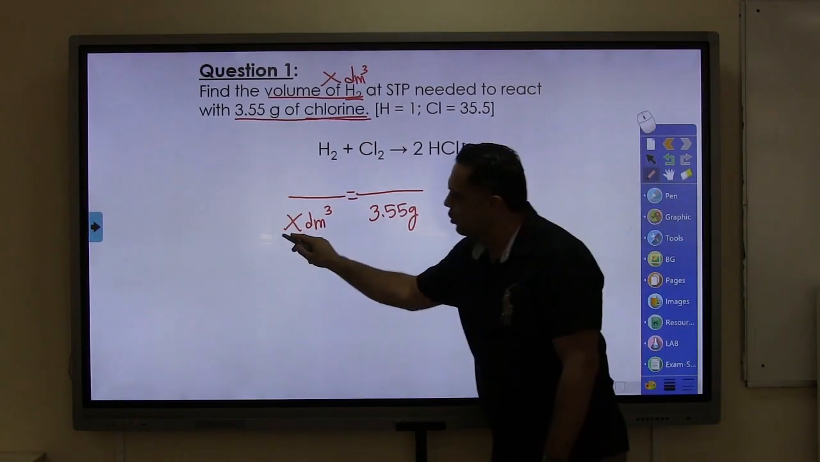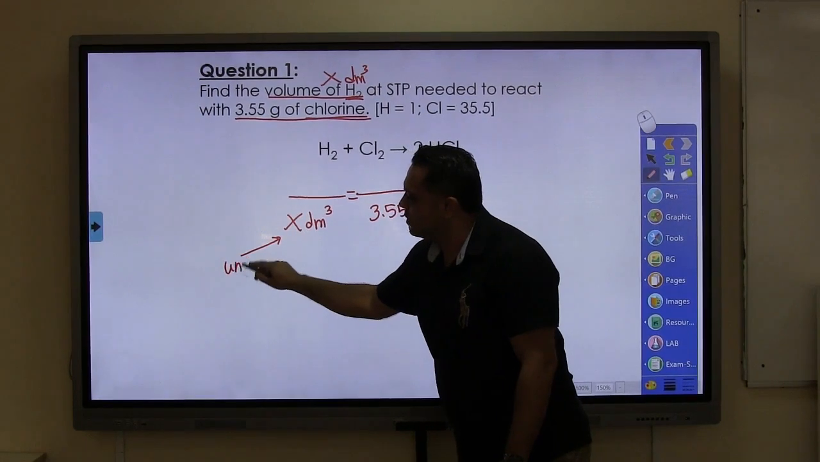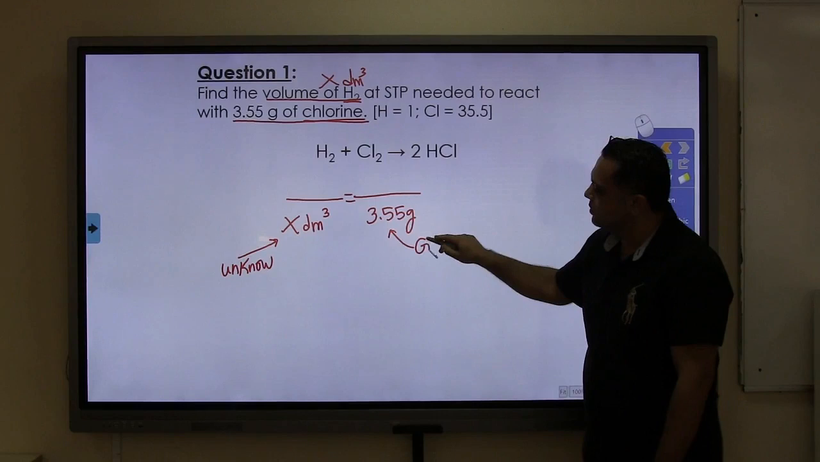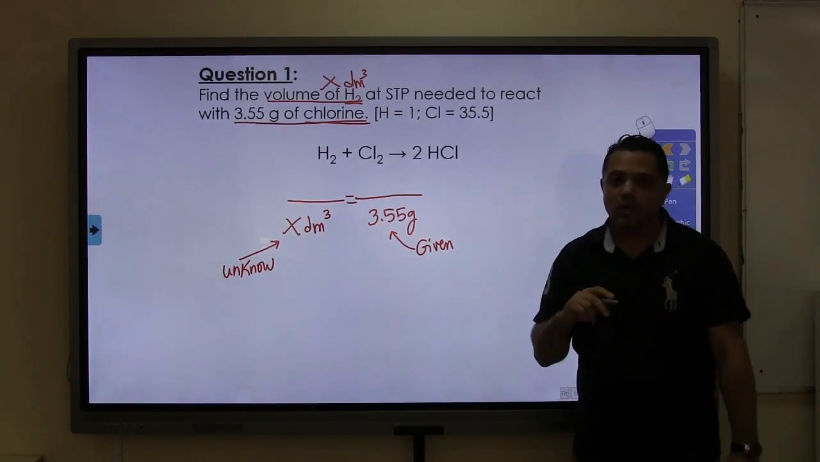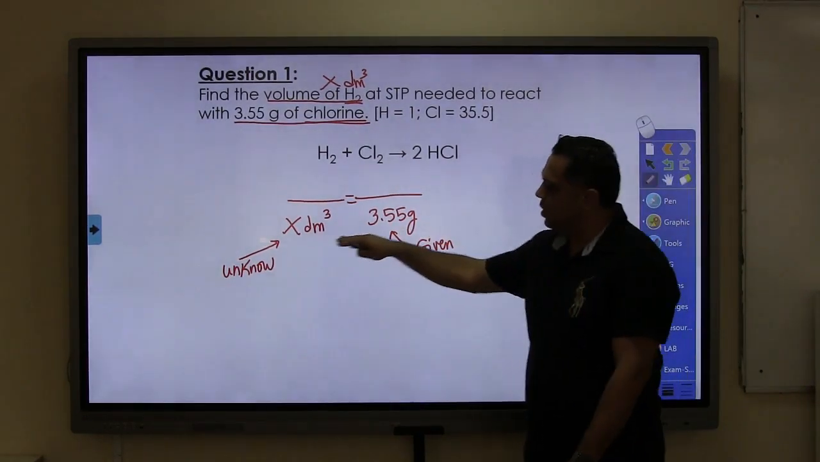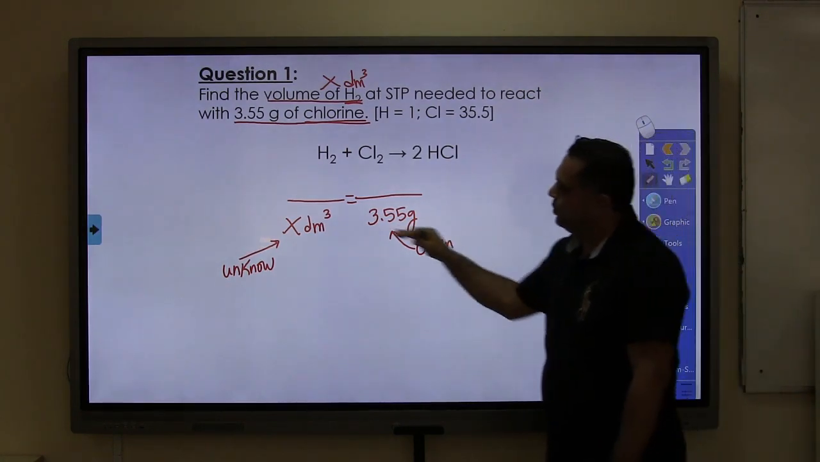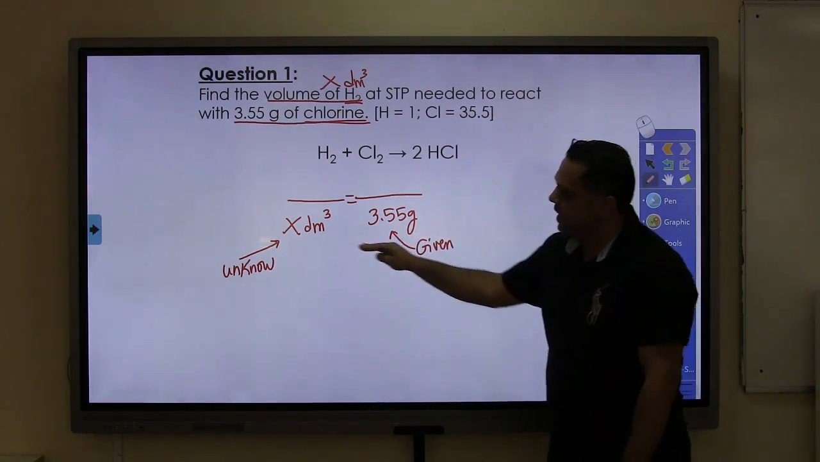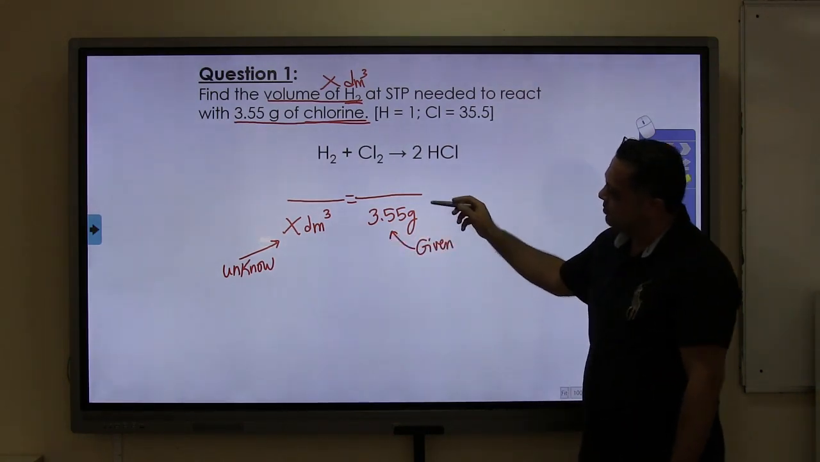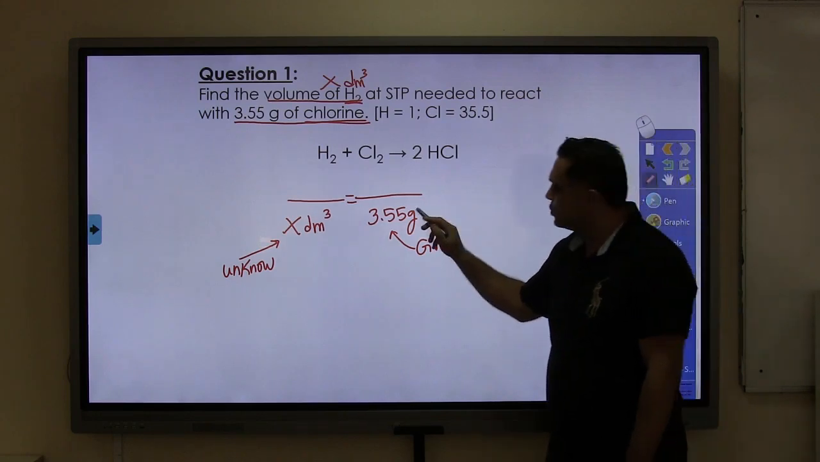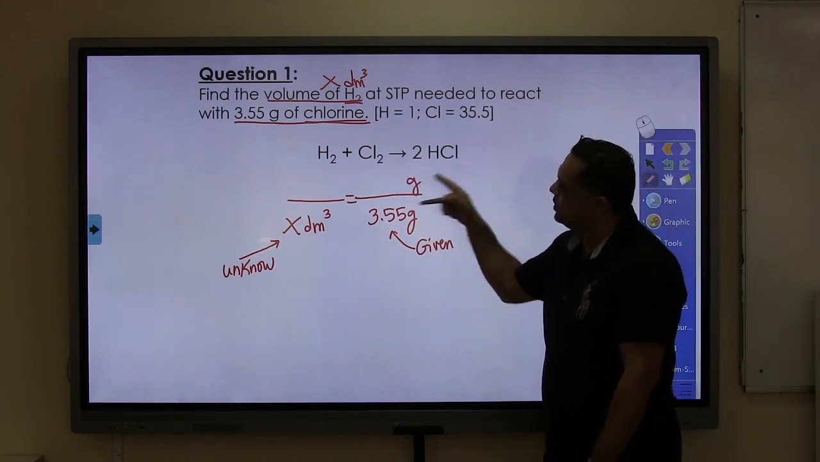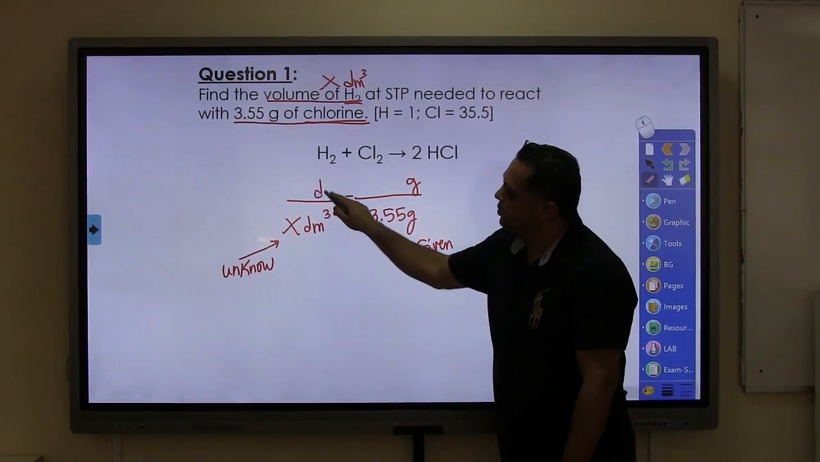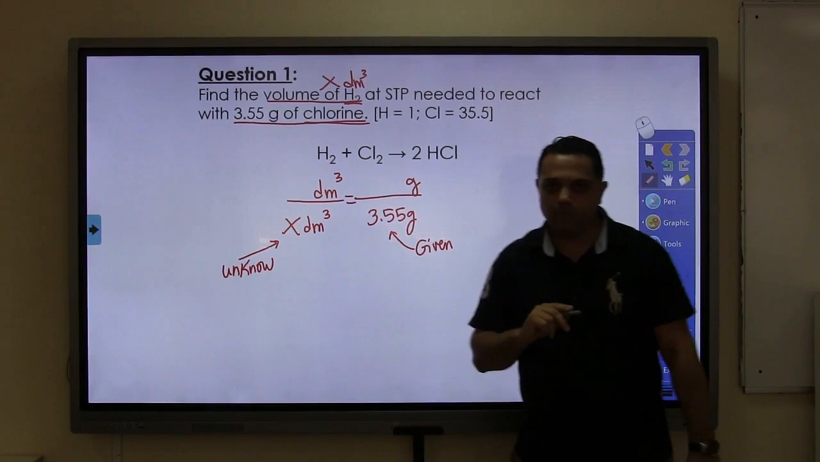So here, the unknown, which is x, and the given, which is for the chlorine, will be at the same level. Either both of them can be below or upward, it's fine. So the unknown and the given will be at the same level. Then I will start for each ratio alone. Since for the chlorine we have grams here, the unit upward will also be grams. Since I have decimeter cube here, the unit here will also be decimeter cube.